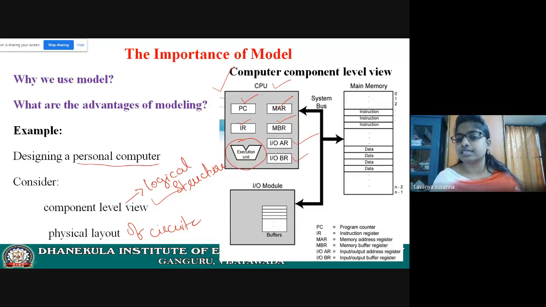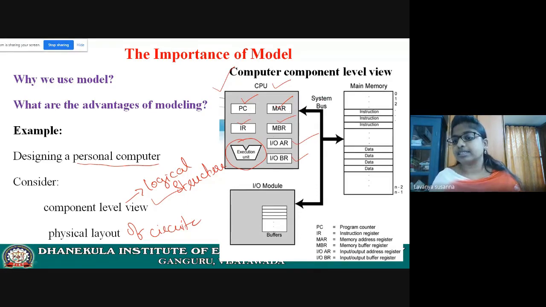All these are registers. All these components must communicate with each other. There must be interaction between them. Then only will they exhibit their behavior. Then only will the CPU function. This component level view is a logical structure which specifies all the components of the system, and it helps you to know the behavior of the components.